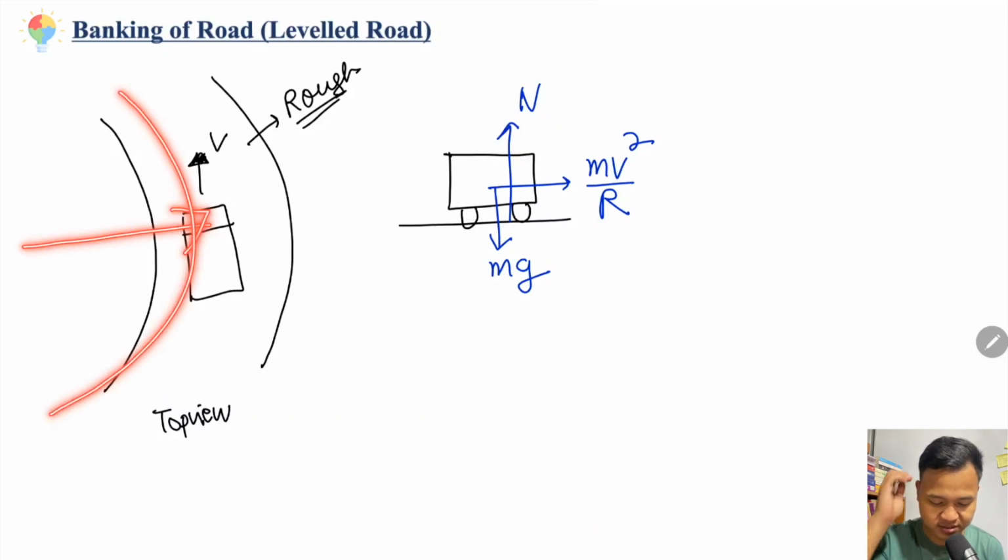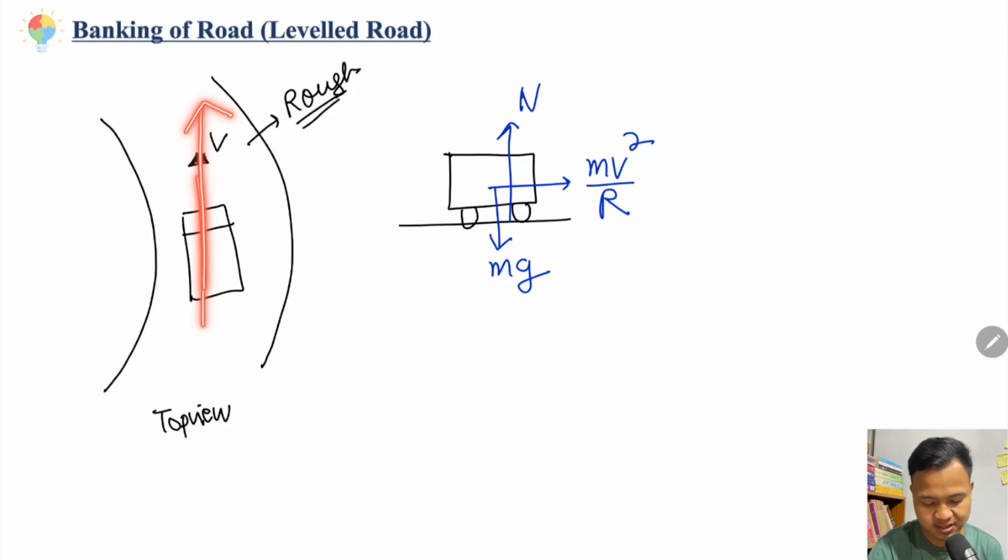The road has a radius of curvature, and the velocity is along the tangent. So that means along the x-axis, net force is zero and there is no movement there. The pseudo force mv squared by r, the centrifugal force, must be cancelled by the centripetal force towards the center. So that means here you need to have one force along the side. What is that force? So that force is the friction force.